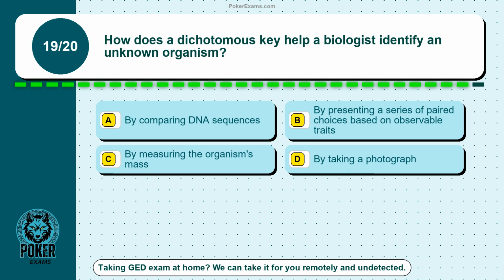Question 19. How does a dichotomous key help a biologist identify an unknown organism? Option A. By comparing DNA sequences. Option B. By presenting a series of paired choices based on observable traits. Option C. By measuring the organism's mass. Option D. By taking a photograph.